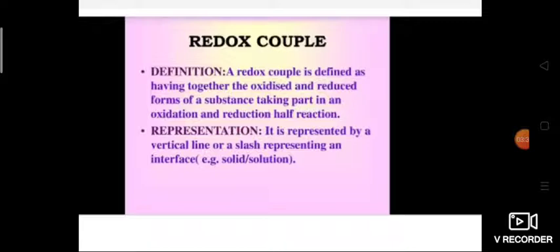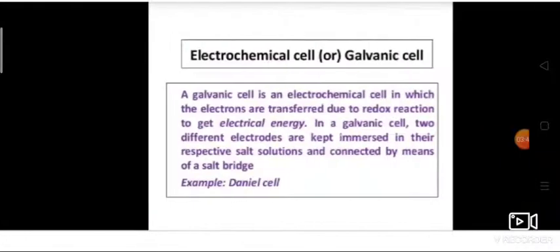You know that this is carried out in the electrochemical cell. What is an electrochemical cell? A galvanic cell is an electrochemical cell in which electrons are transferred due to redox reaction to get electrical energy. In a galvanic cell, two different electrodes are immersed in their respective salt solutions and connected by means of a salt bridge. An example is the Daniell cell. The Daniell cell diagram is given in your textbook, figure 8.3.